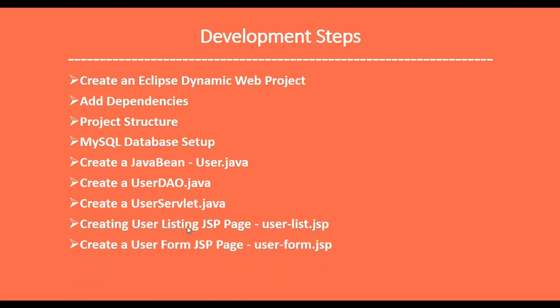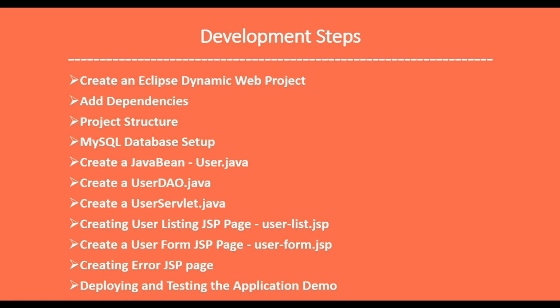user-list.jsp page. Next we create a user form JSP page, that is user-form.jsp page, and next we also create an error JSP page, and finally we deploy and test our application, and we will see the demo. So these are the development steps that we are going to implement.